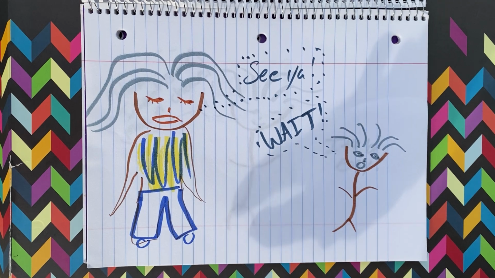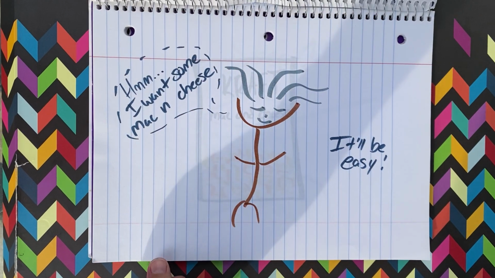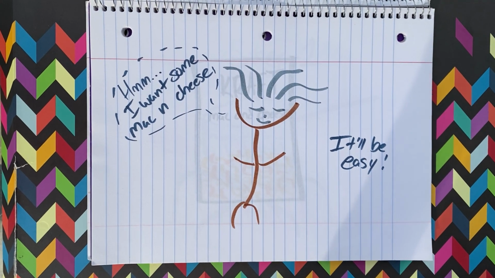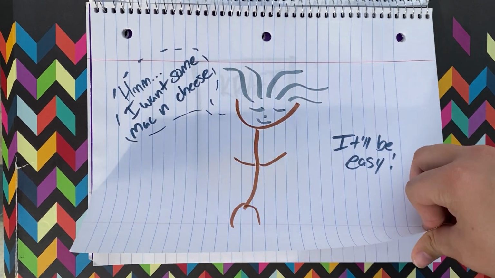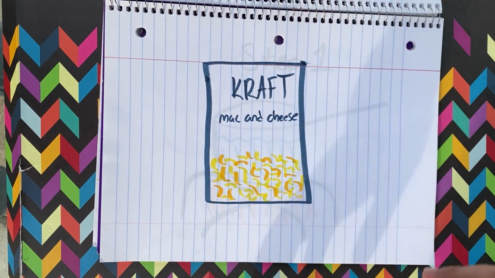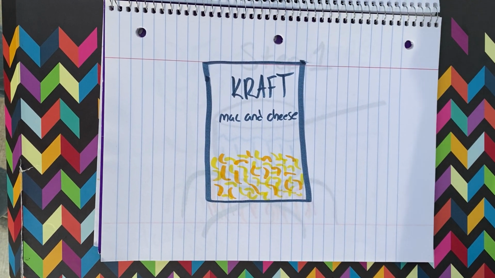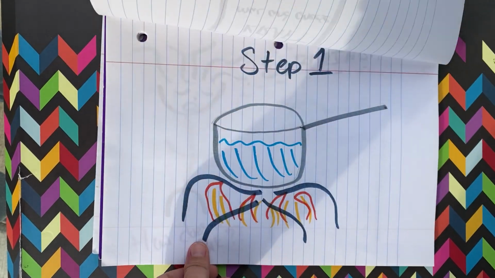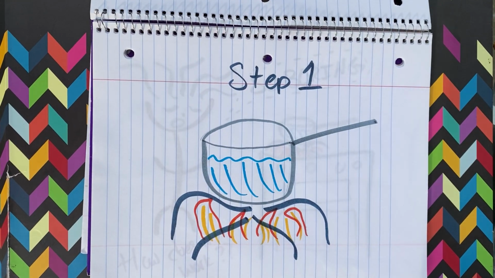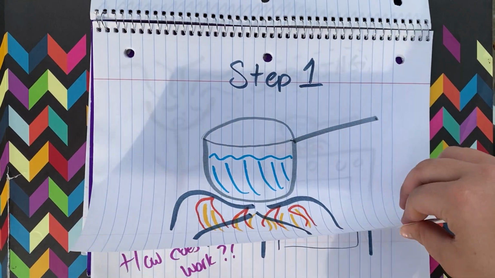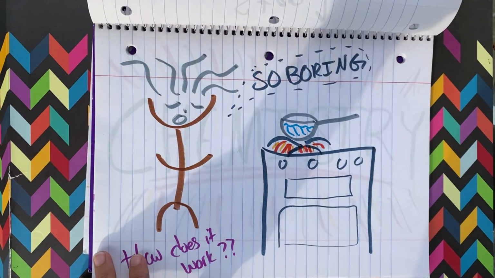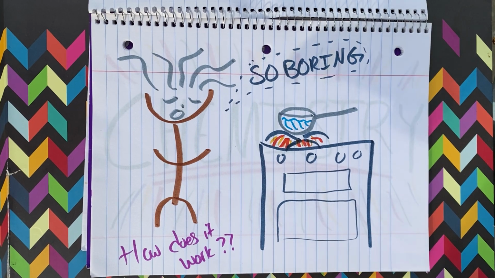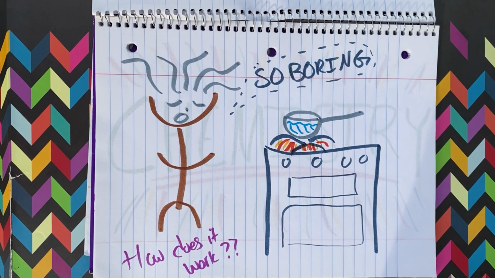Fend for yourself? Well, you think about it for a minute and you decide you want some of her mac and cheese, but you've never made it before, so you go grab a box of it. You find the box and you decide on Kraft. So you read the directions, you open the box, and the first step is to get a pot of water to boil. So you get a pot of water, you set it on the stove, and then you wonder, why does water boil as you sit there watching it, and how does it work?